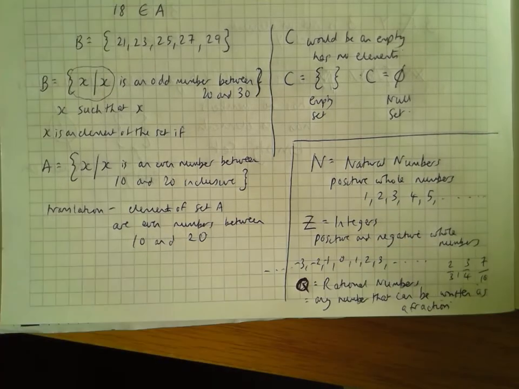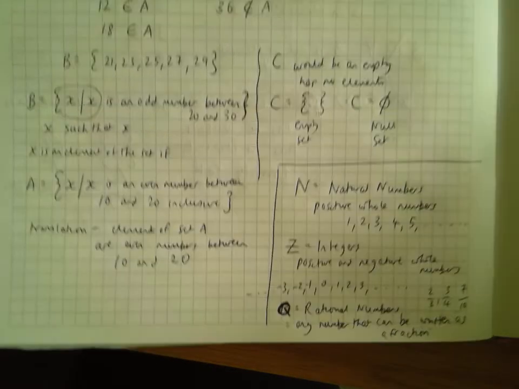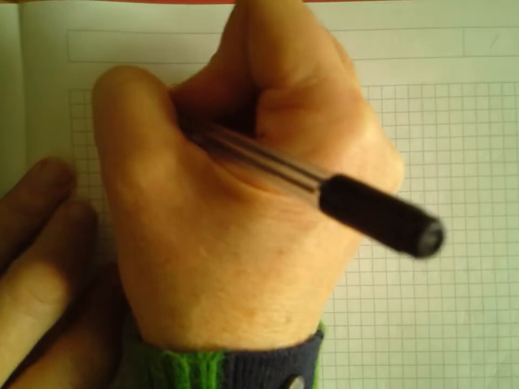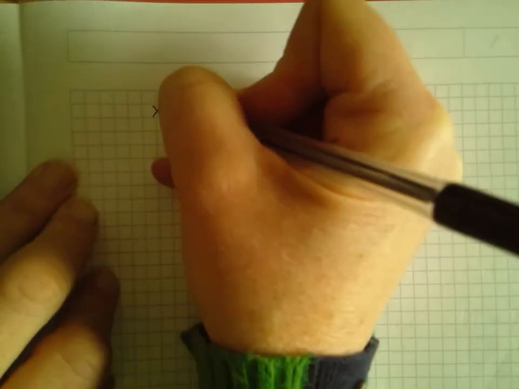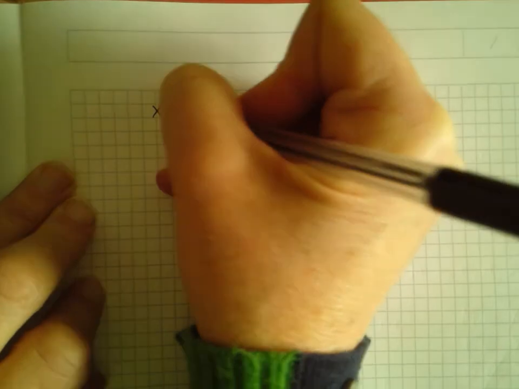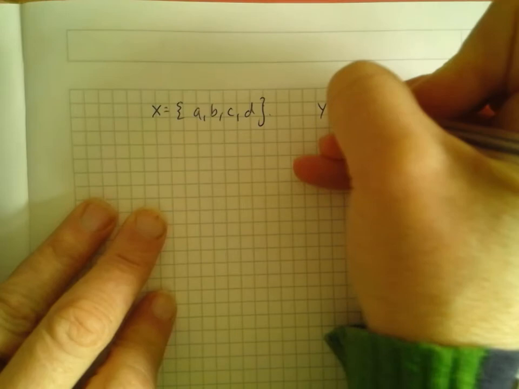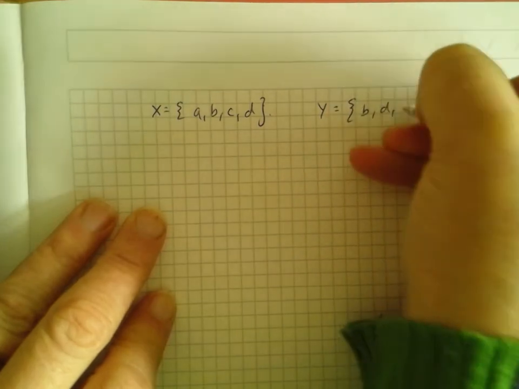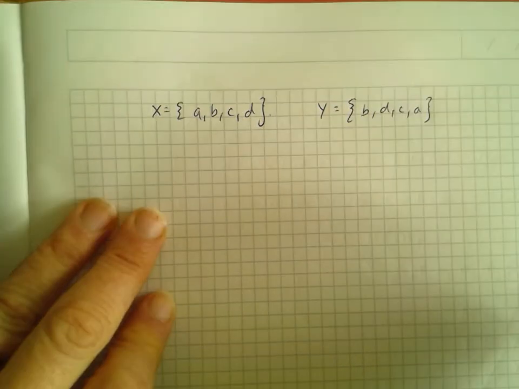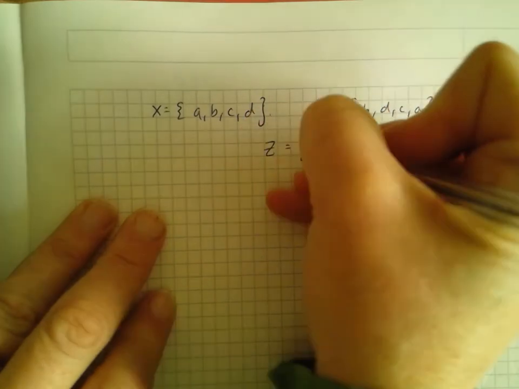Okay, we're nearly there. Last couple of things. I've got to talk about equal sets and subsets. So if I list three sets, let's call them X, which is A, B, C, D. Let's call them Y, which is B, D, C, A. And let's call them Z, which is A, E, I, O, U.